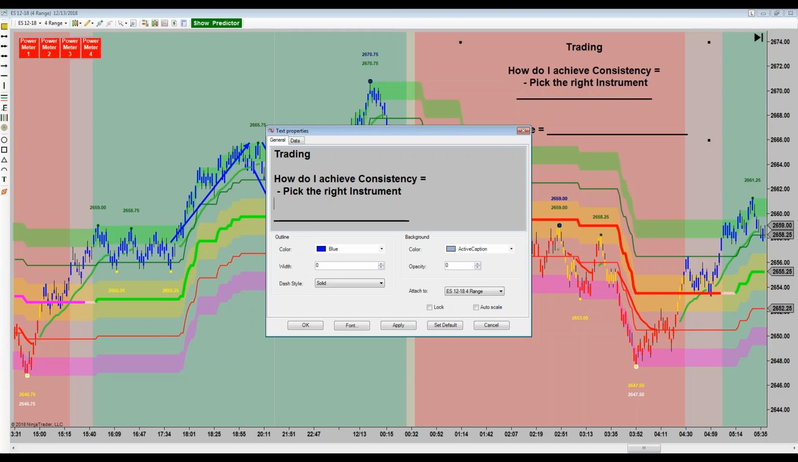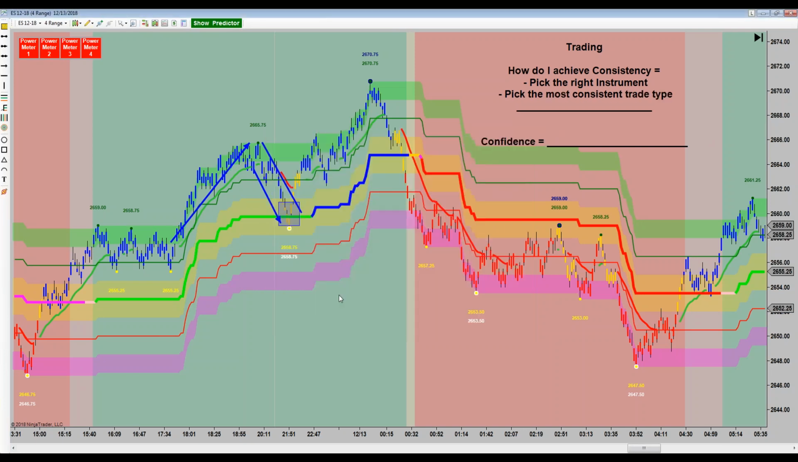And I'm going to put under here, and this is, in terms of importance, 1A and 1B, because they are somewhat intertwined. And I would say pick the correct, let me use a different word here, most consistent trade type. Now, what am I talking about? Okay, let's back it up. These are all bullet points of items that you will do to achieve a higher level of consistency.